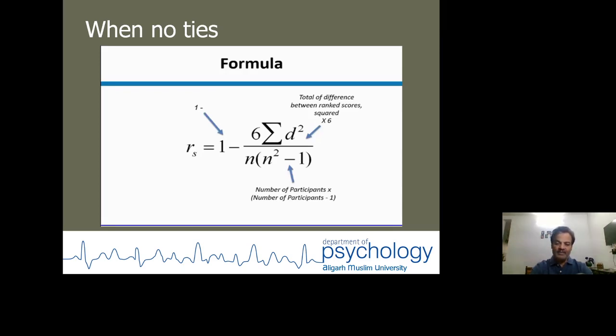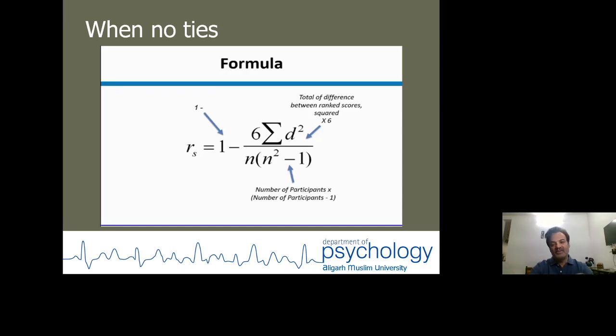In words, it can be stated as, numerator: it is the sum of difference between ranked scores squared and multiplied by 6. Coming to the denominator, n is the number of participants into square of number of participants n minus 1.